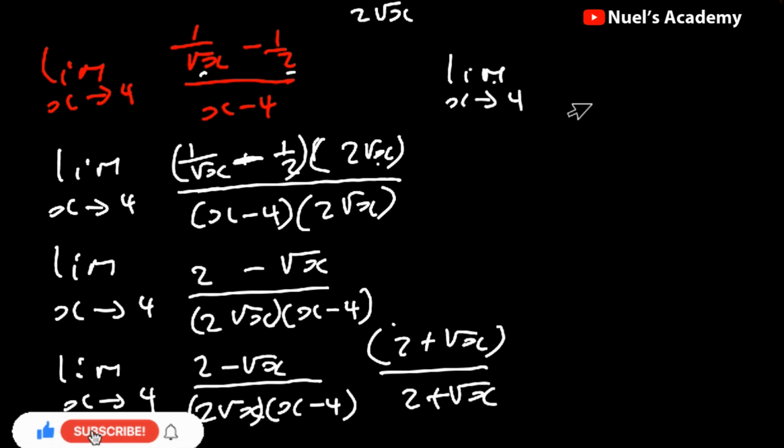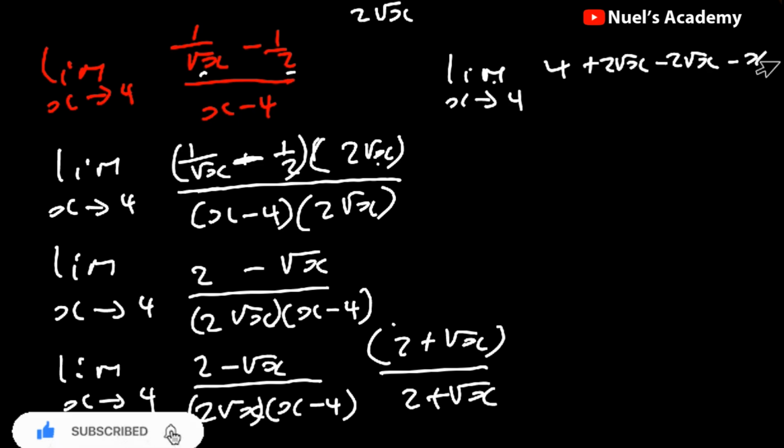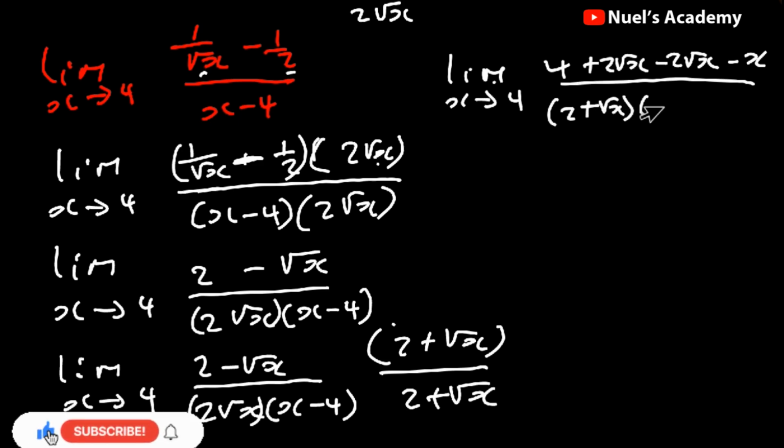So we have limit as x approaches 4. 2 times 2 here is equal to 4. Then 2 times plus root x is equal to plus 2 root x. Then negative root x times 2 is equal to negative 2 root x. Then negative root x times positive root x is equal to minus x. Then this will be over, we're not going to expand the denominator, so we have 2 plus root x multiplied by 2 root x multiplied by x minus 4.